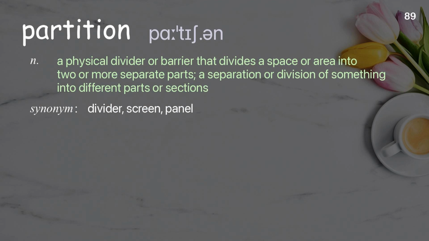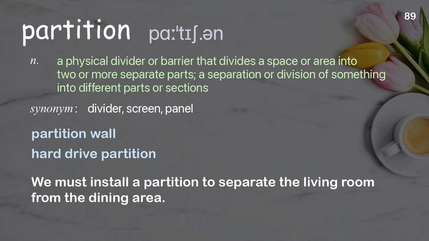Partition. A physical divider or barrier that divides a space or area into two or more separate parts. A separation or division of something into different parts or sections. Examples: Partition wall. Hard drive partition. We must install a partition to separate the living room from the dining area.